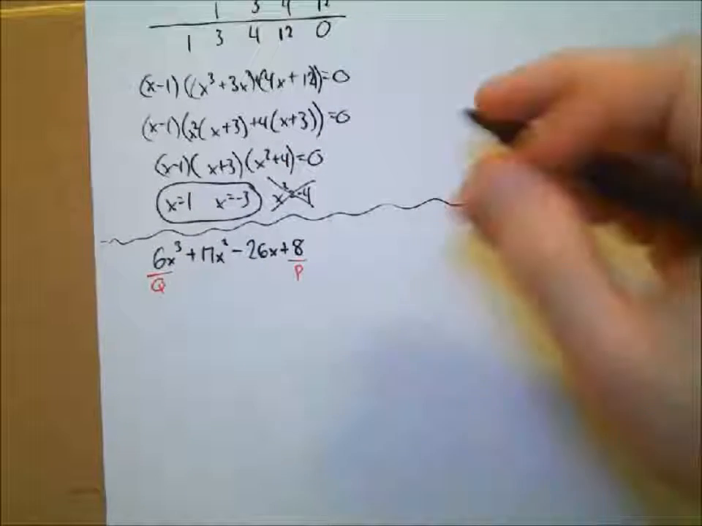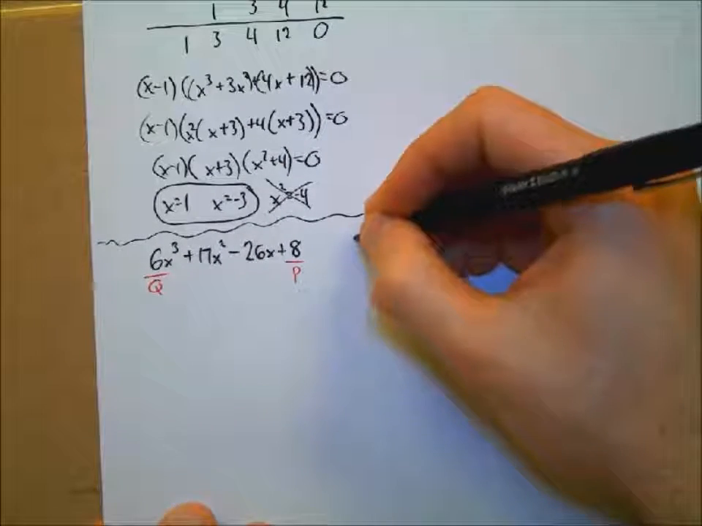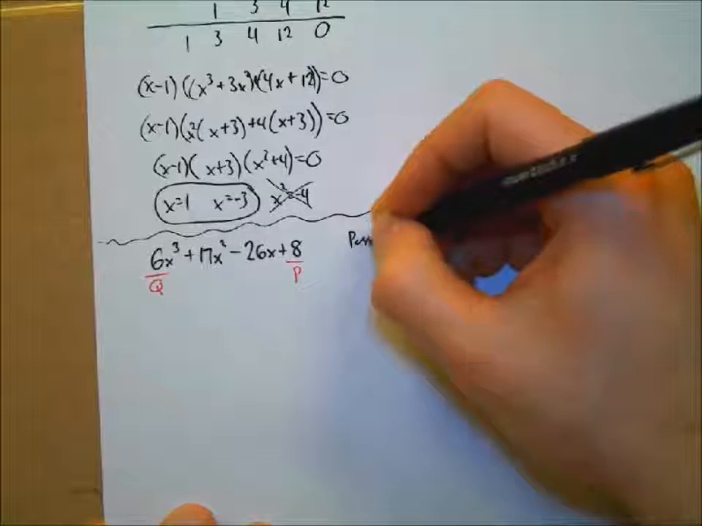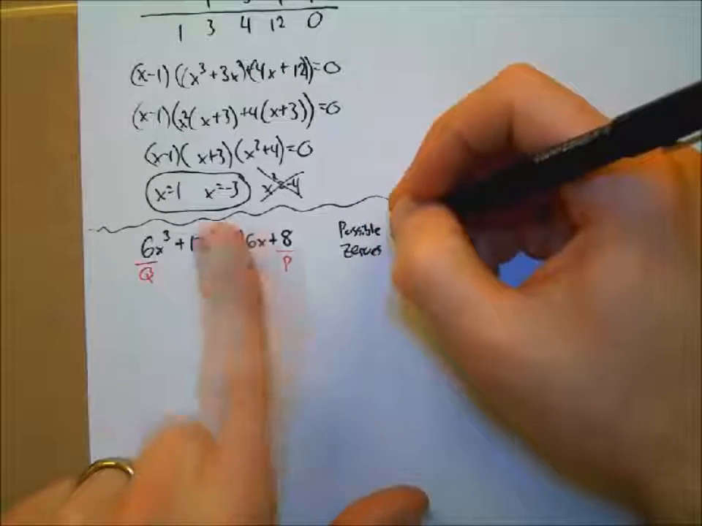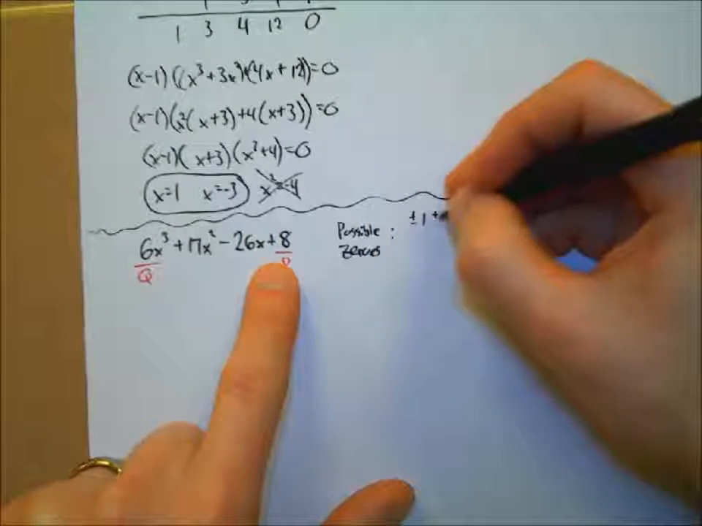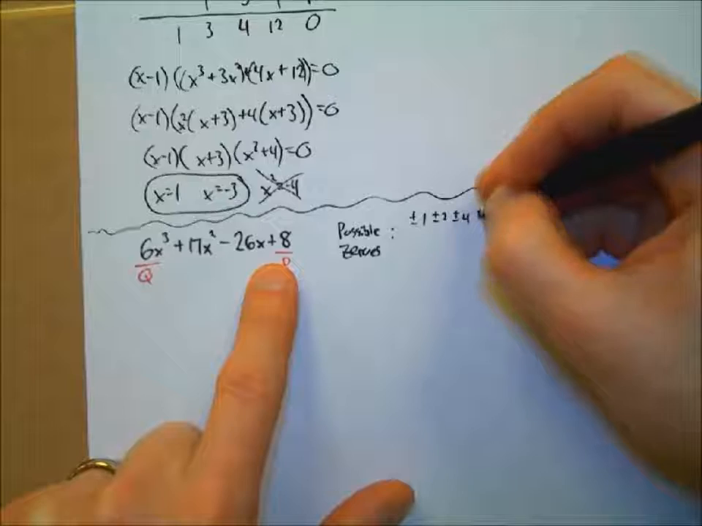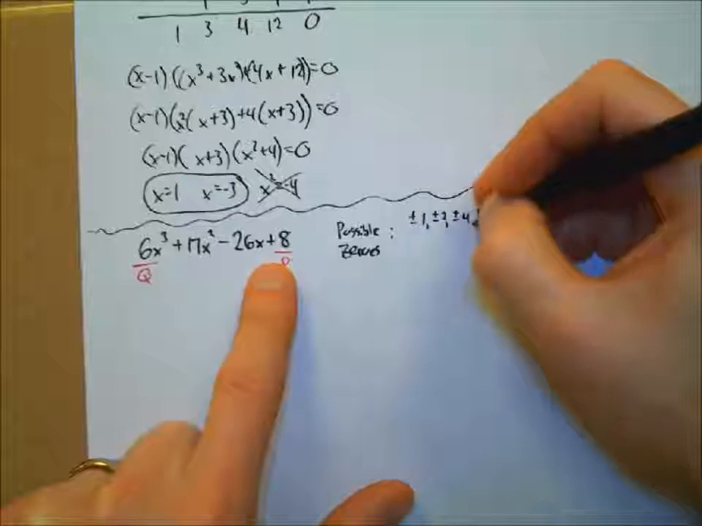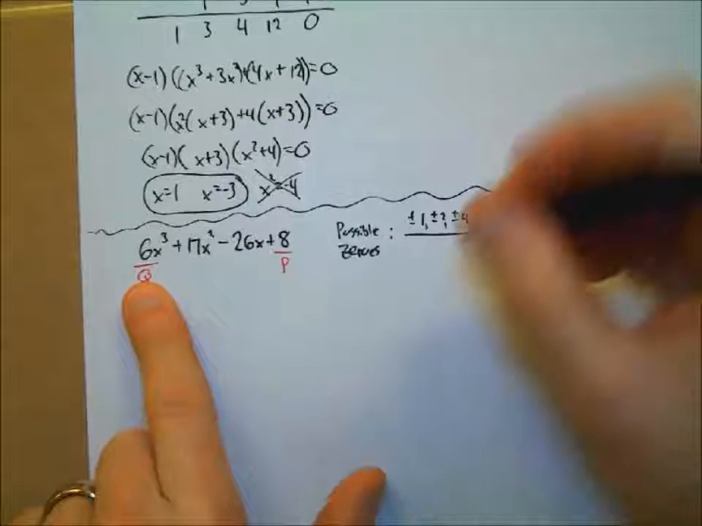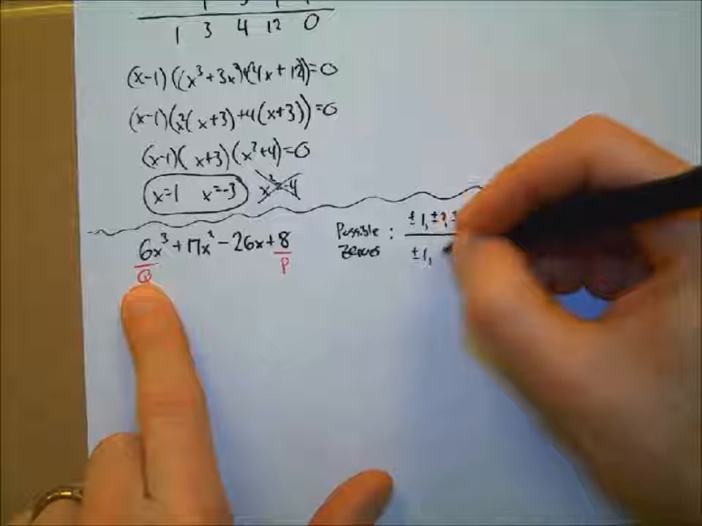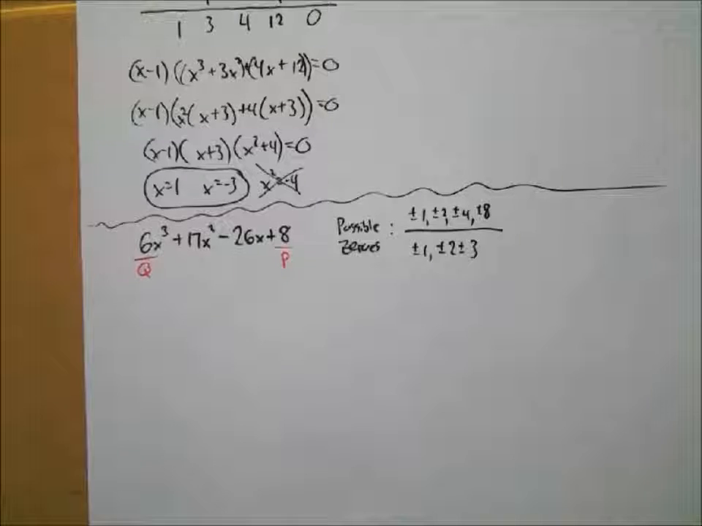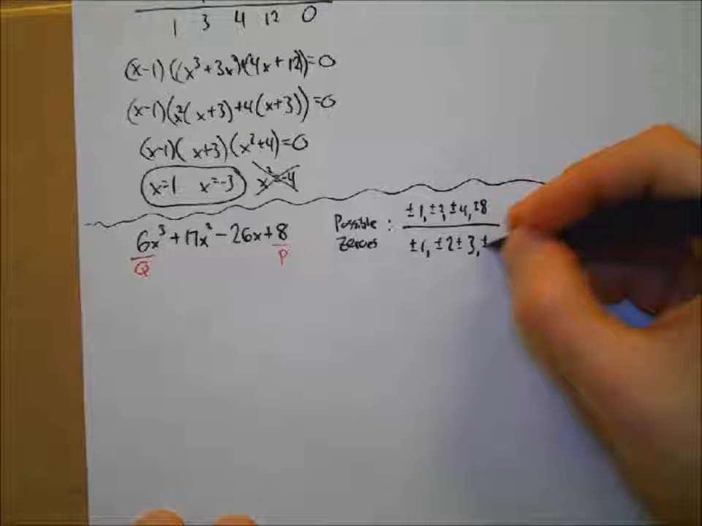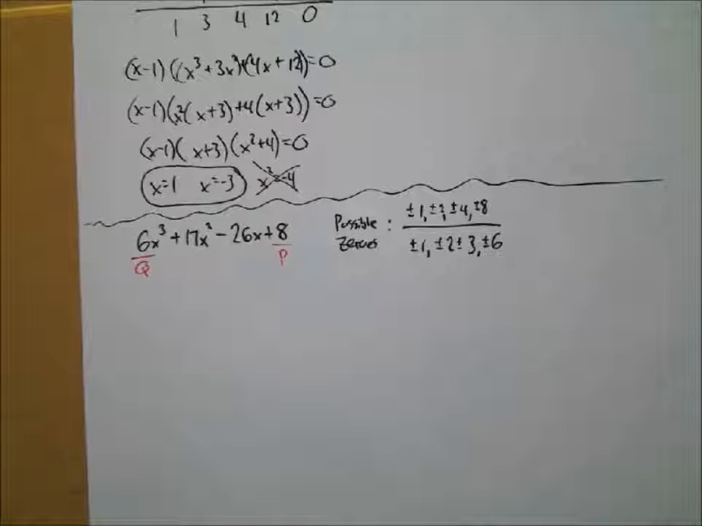And so our fraction, again, the possible zeros will be factors of 8. So 1, 2, 4, 8. And our q, our denominator, is going to be 1, 2, or 3. Or 6. Right, also the 6 too.